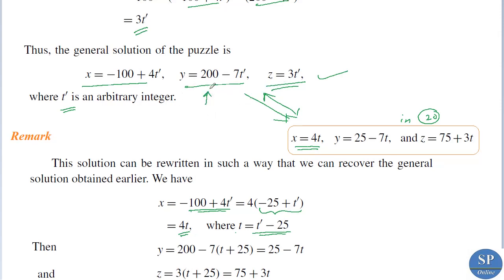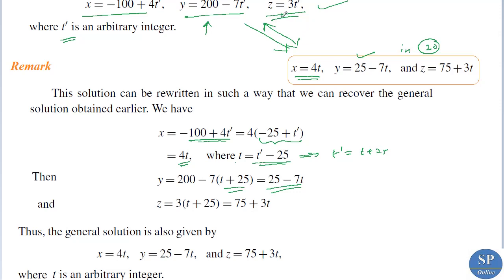So y is equal to 200 minus 7t dash. So t dash can be obtained from this, that t dash is equal to t plus 25. So y equal to 200 minus 7 into t dash, that is 200 minus 7t minus 7 into 25, and 200 minus 7 into 25 is 25. So 25 minus 7t, that is this. Now what about z? z is equal to 3t dash here. So t dash is t plus 25, so 3 into t plus 25 is 3t plus 75, that is this. So actually both the solutions are the same.